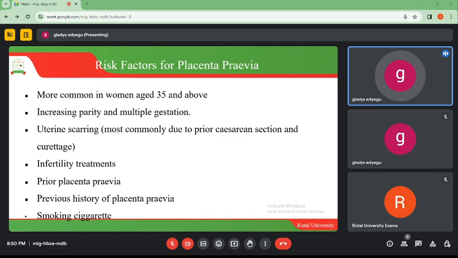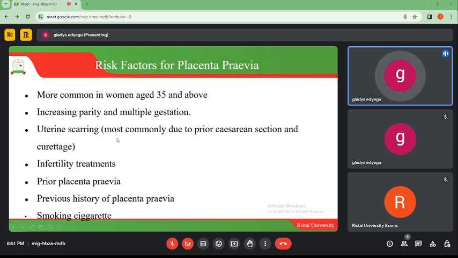They might have had many deliveries which could have caused scars in the uterus, making the placenta look for a fertile place, an area that has never been implanted with a placenta, so that it can get enough nutrients. In that way, it can end up locating itself at the lower segment of the uterus. So increasing parity and multiple gestation is one of the risk factors for placenta previa.